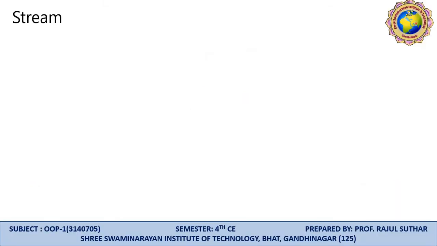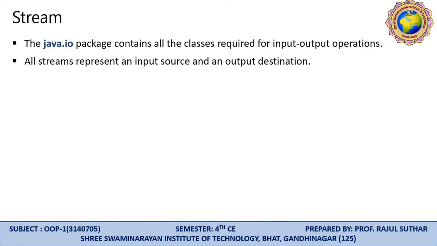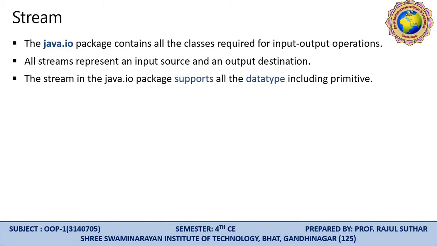So, the first topic of this session is stream. What do you mean by stream? The Java IO package contains all the classes we use when working with input and output operations. So, this package is useful for performing stream operations. All streams represent an input source or an output destination. The stream in the Java IO package supports all the data types, including primitives.